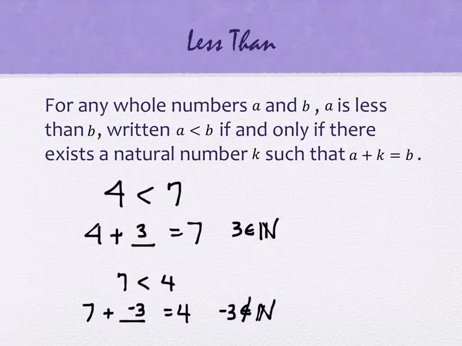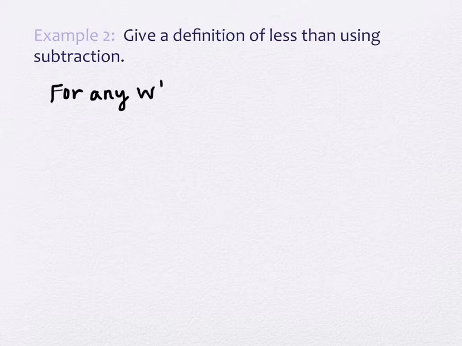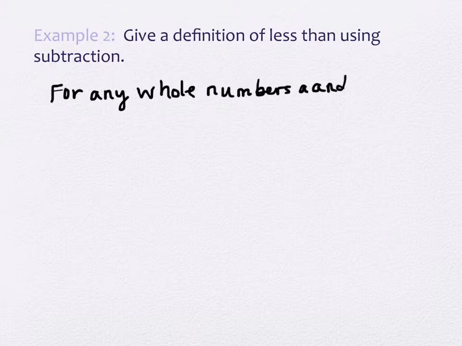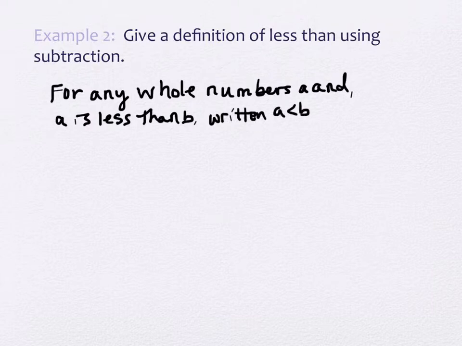We are going to do the same kind of thing as this definition, but we're going to write the definition using subtraction instead of addition. As we write our definition, this is example number 2, it is going to have almost exactly the same verbal language as the first one. So we start out the same way: for any whole numbers A and B, A is less than B, written A less than B. This is exactly the same thing. I'm just copying the first definition at this point.